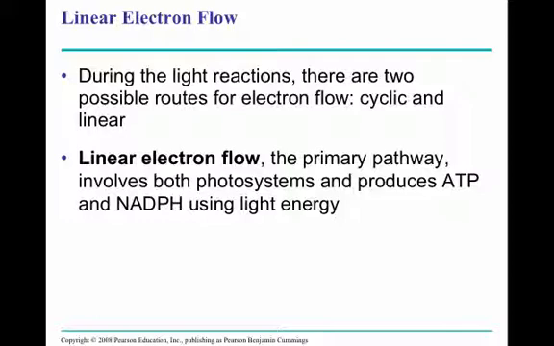So we are going to start with linear electron flow, or non-cyclic electron flow. Linear makes more sense because you're starting at one place and ending up someplace else. It doesn't cycle back around. So what we're talking about here is the path that the electron takes from photosystem 2 to photosystem 1. It is the primary pathway because it gives us both products, ATP and NADPH, from that one energized electron.